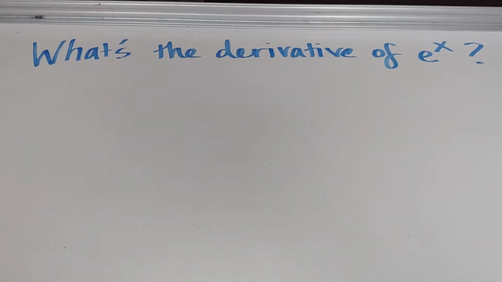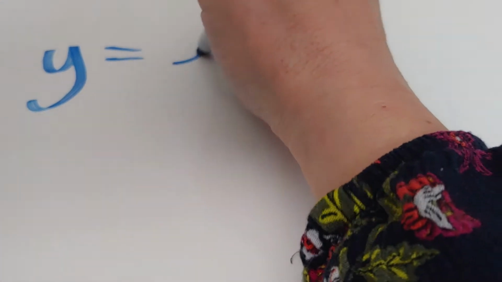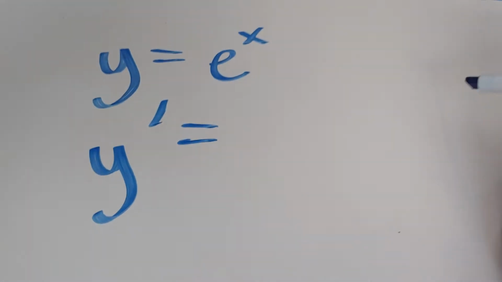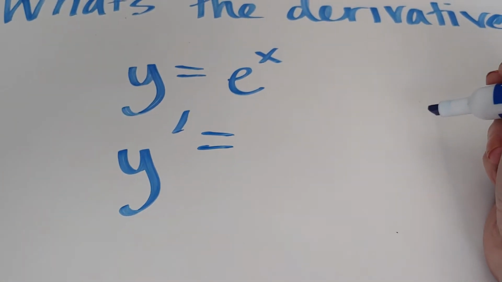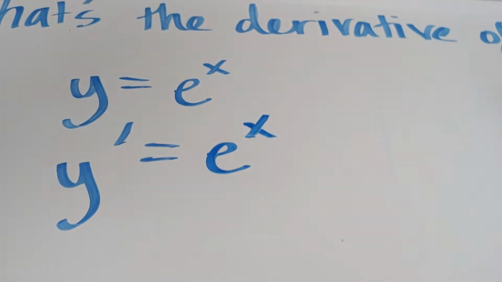Today's video is on what's the derivative of e to the x. So I'm saying if we had y equals e to the x, what is y prime? Well, you're about to learn one of the easiest rules from calculus. The derivative of e to the x is e to the x.